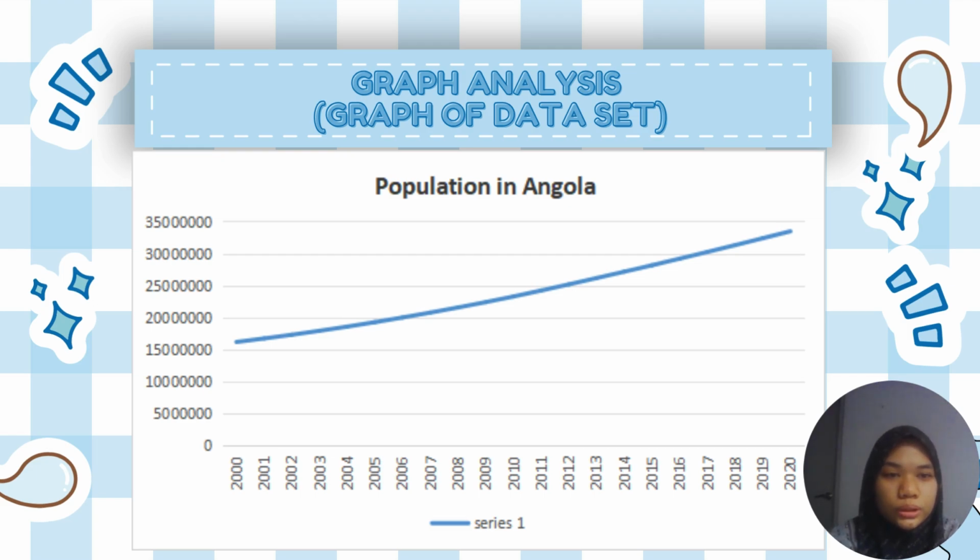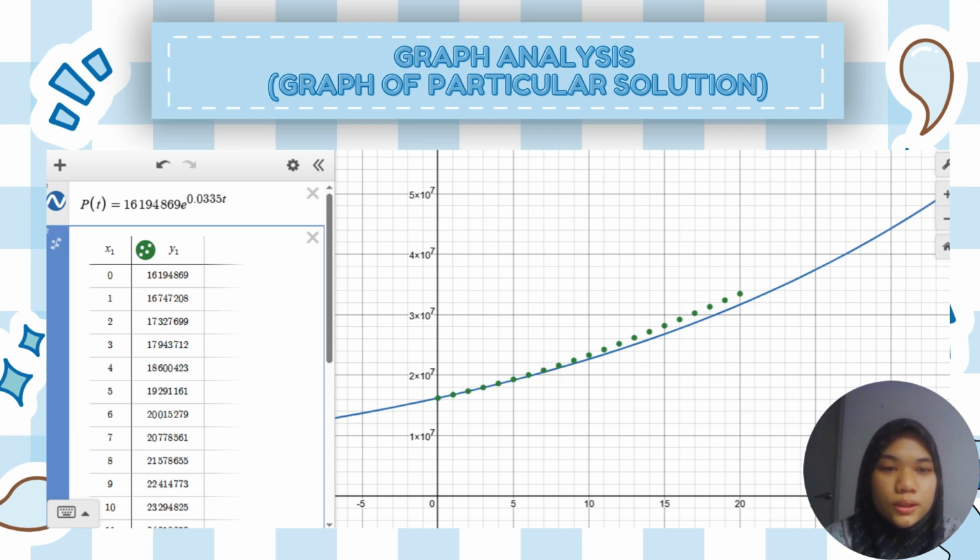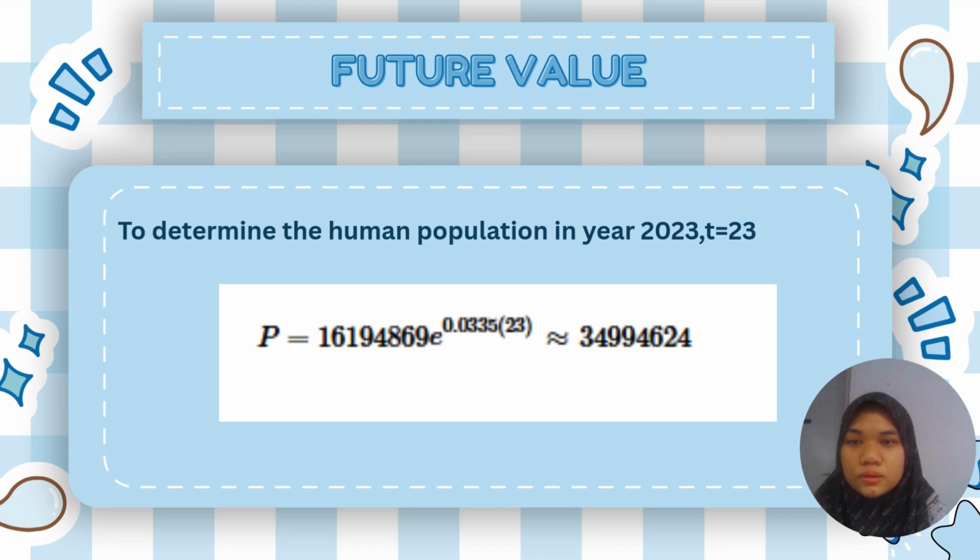We plot our graph, which is the graph of the data set. At first, when we plot actual population from 2000 until 2020, we get an exponential curve. Next, for the graph of the particular solution, we can see the difference in value between actual population and particular solution. The dotted points represent the actual values and the exponential curve is the particular solution.